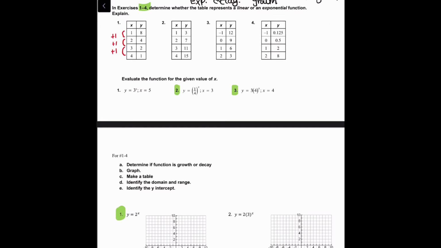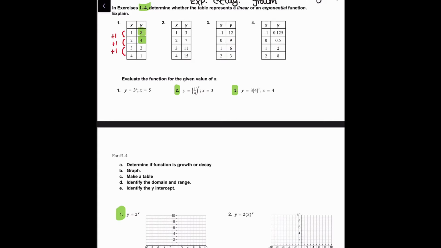So for the first one, we added 1 each time. Now we check the y's. Are we subtracting 4 each time? -4, -2, that's not linear. So now let's check, are we multiplying by the same number each time? The easiest way to do this for each of these, because sometimes they get confusing with decimals, my suggestion is divide the next term in the y's by the term before it.